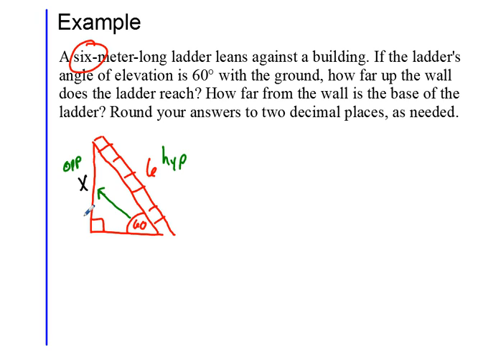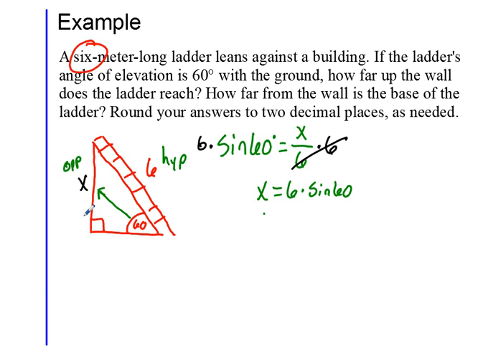So I am being guided to using sine for opposite over hypotenuse. The sine of 60 degrees will be equal to opposite, which is x, over hypotenuse, which is 6. Let's multiply by 6 on both sides to remove the divide by 6. So my x will be equal to whatever 6 times sine 60 is. I come up with approximately 5.20.